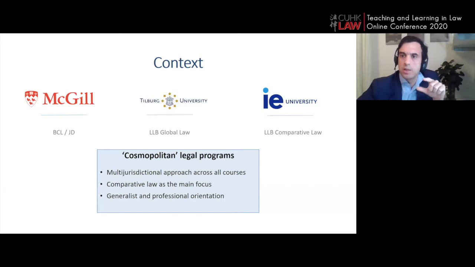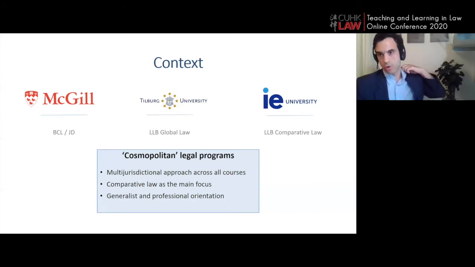The second feature is that within each of these courses, comparative law is the main focus. So we do not simply use comparative law to contextualize the domestic law of our own jurisdiction. When I teach administrative law in Madrid, in Spain, I do not use comparative law to contextualize Spanish administrative law. Instead, comparative law is the main focus of my course.